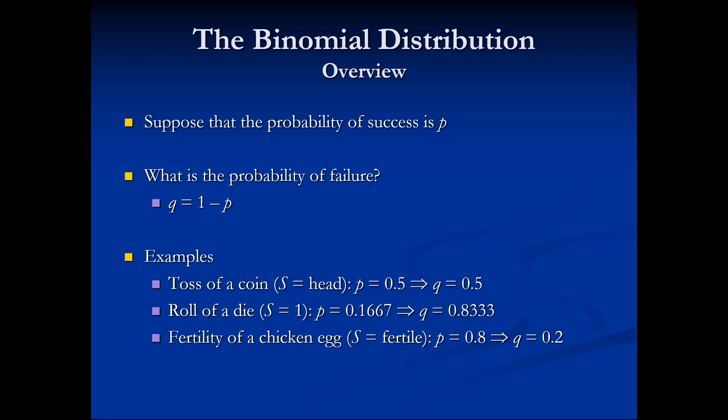which is 0.833. Next, one more example, fertility of a chicken egg. Here X is fertility, and the probability of success is small p equal to 0.8. If success is 0.8, then failure is 1 minus 0.8, that is Q equal to 0.2.